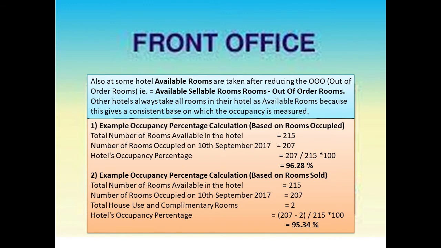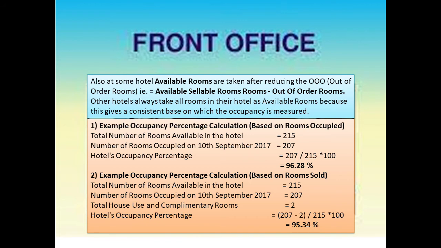Example number 1. Occupancy percentage calculation based on rooms occupied. Total number of rooms available in the hotel is equal to 215. The number of rooms occupied on 10th of September 2017 is equal to 207. The hotel's occupancy percentage is equal to 207 over 215 multiplied by 100, which is equal to 96.28%.